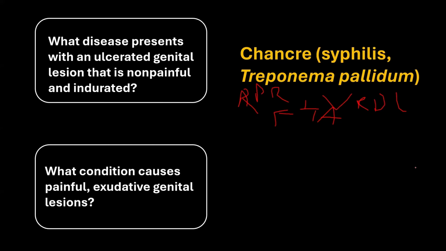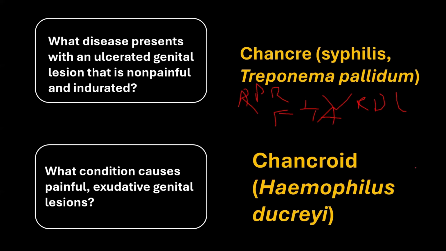Yes, HSV. I'm looking for a different one though. Yeah, chancroid, which is Haemophilus ducreyi. Do you guys have an acronym for remembering this? Yeah. So Haemophilus ducreyi is so painful it makes you want to cry. So that's how you remember this one's painful. Or chancroid has an O, which makes you think of owl. That's good too. So this one's painful, this one is painless.